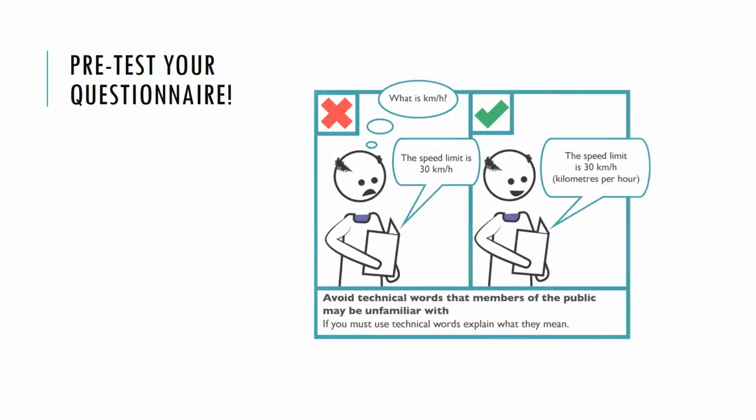You must pre-test your questionnaire. In this example here, the person is being asked something about km/h, and he's got no idea what is meant by km/h. Quite simply, you need to state 30 km/h and then explain what it means, kilometres per hour. Avoid technical words that members of the public may be unfamiliar with, and if you must use them, explain what they mean. This also applies to a potential health survey that we're talking about this week. Don't use medical terminology when you're researching a non-medical audience.